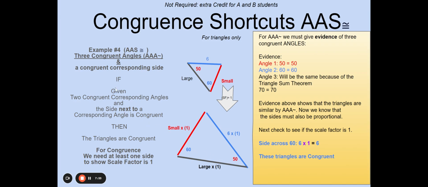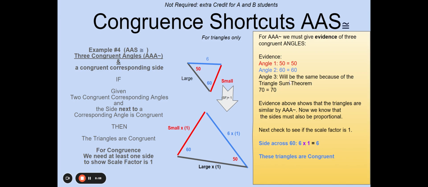All right. So the rule is, if we're given 2 congruent corresponding angles and the side next to a corresponding angle is congruent, okay, then the triangles are congruent. Okay, and the way this works is because of the triangle sum theorem. Okay, so we know that 50 is the same as 50. That's our angle 1. Angle 2 is 60. Even though this sounds silly, you have to give the evidence. Okay, this is how everything works. Law works this way. You have to provide the evidence. You have to have the convincing argument to prove your point.